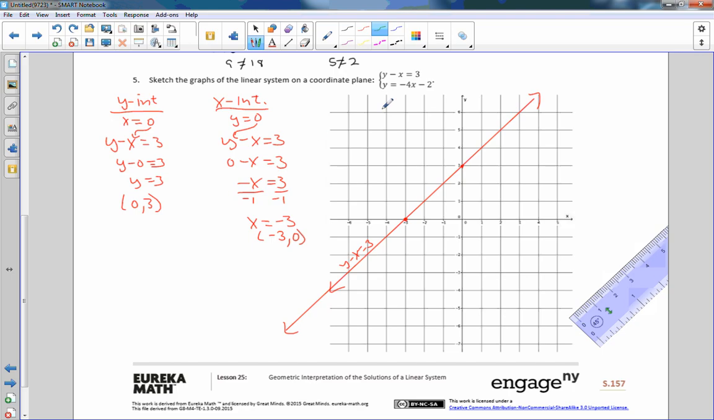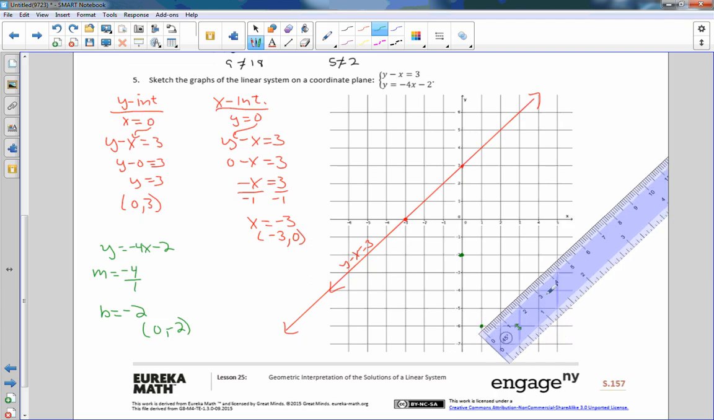Okay, I'll do the next one in green. And it's y equals negative 4x minus 2. My slope is negative 4. Make it a fraction or a rational number. And b equals negative 2, which is my y-intercept, which means the point 0 comma negative 2, which is right here. That's my y-intercept. And then my slope is negative 4 over 1. That means to go down 4 and right 1.